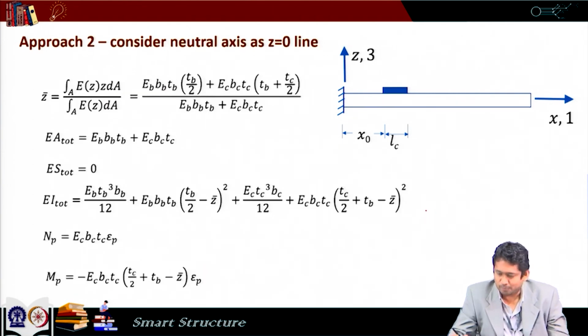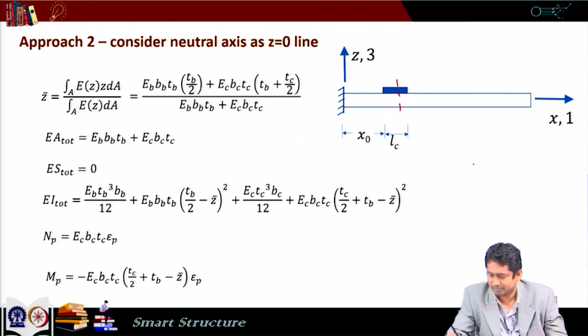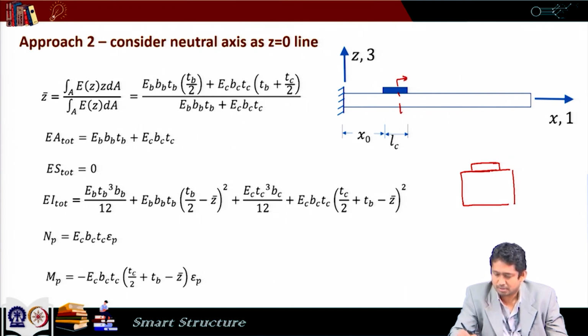Now, let us talk about approach 2. In approach 2, we look at the actual physical neutral axis of the beam. Now, because this beam is asymmetric, if we draw a cross section here, the cross section might look like this. Let us consider that the width of the beam and the piezo are not the same, just to be more generic. In this case, the neutral axis shifts up. So, we consider this neutral axis as our z equal to 0 line.